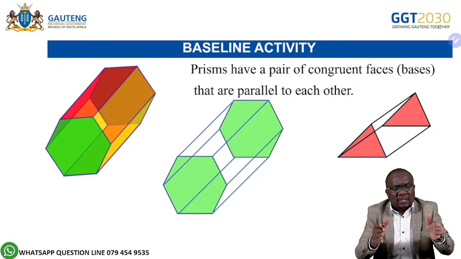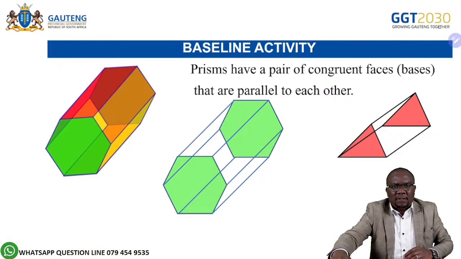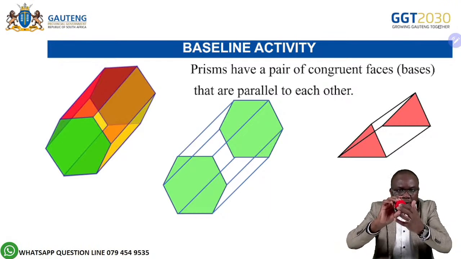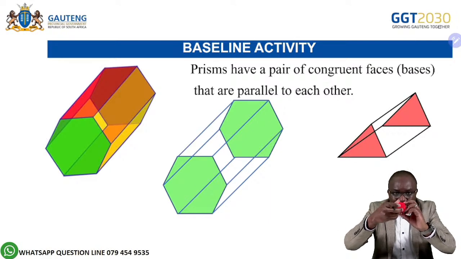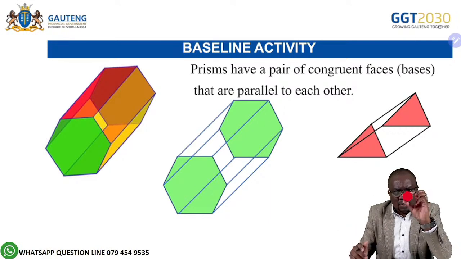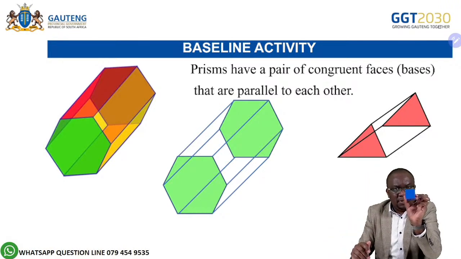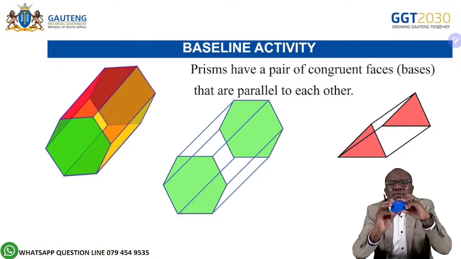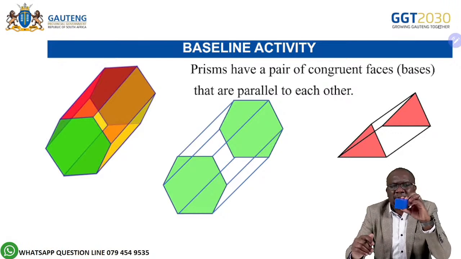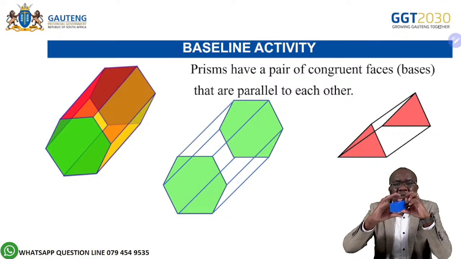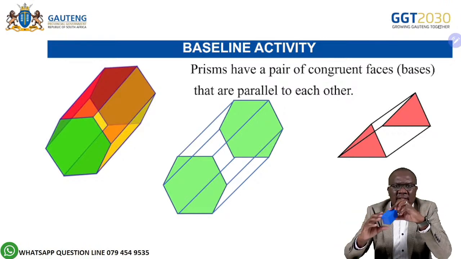So a prism, if you check one end, you see a polygon, you turn it around, you'll see the same polygon. That's a prism. You see this shape, you turn it around, you see the same shape. That's the prism. So it maintains its shape throughout its length.